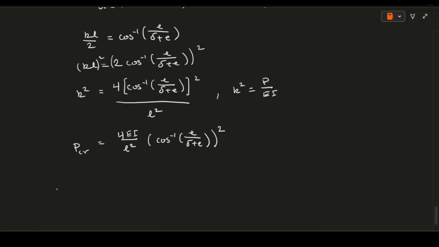We can see that if this e is equal to 0, the only thing we get is PCR is equal to 4 pi squared EI over L squared.